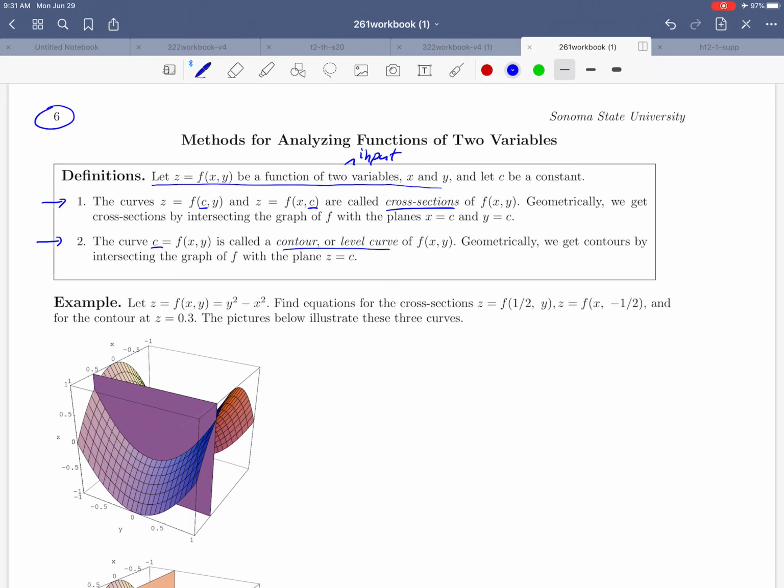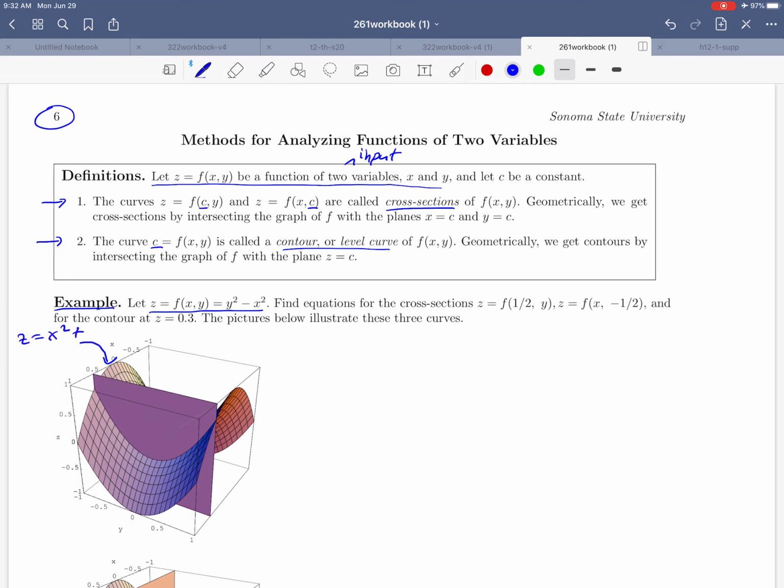What we're going to do in the example that follows is explore what these cross-sections and contours look like. So looking at the example down here, we're going to take a function, z equals f of x, y equals y squared minus x squared. That's a surface in three-dimensional space, and in fact, you see a graph of it here. It's that curved, saddle-shaped surface.